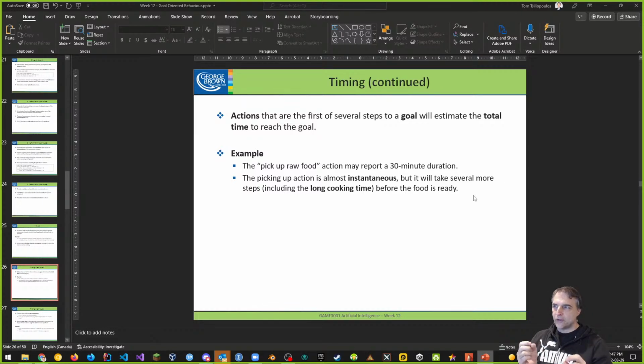So actions that are the first of several steps to a goal will estimate the total time to reach that goal, right? For example, a pick up raw food action might report a 30-minute duration. The picking up action itself is almost instantaneous, but it might take several more steps, including a long cooking time, before the food is ready, right? The reason it's estimating 30 minutes in game time is because there are a lot of other steps involved, almost like a chain of steps that needs to be taken, a dependency chain.